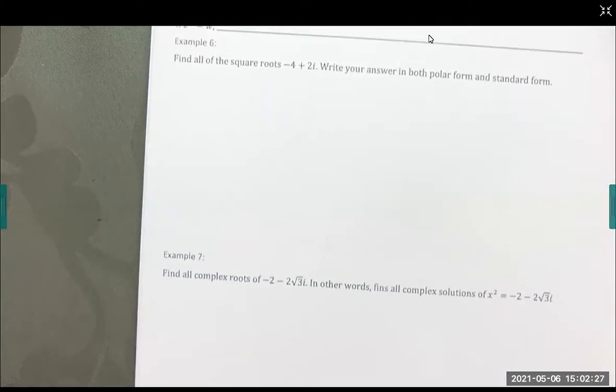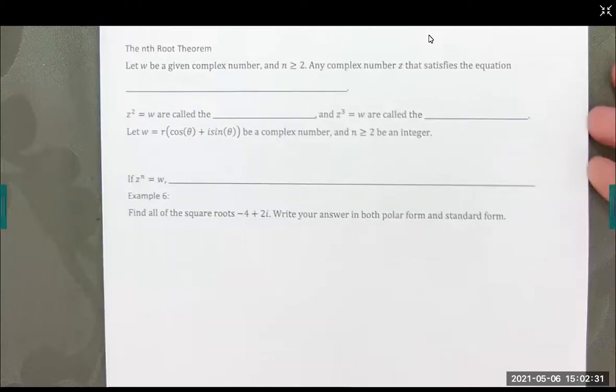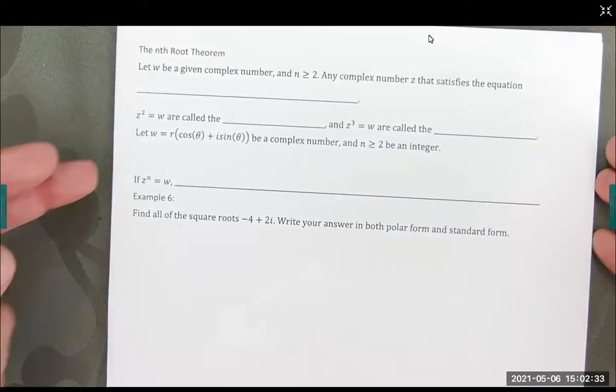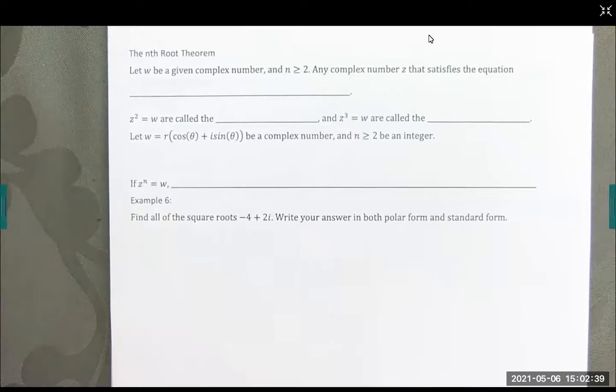All right, nth root theorem. Now, there's two forms of this. One of them is in degrees, one of them is in radians. I'm going to write the one in radians out. That's the one that I normally teach with, but I will do an example in both radians and degrees in case your teacher prefers one over the other. And you, of course, should do whichever one your teacher wants you to do.